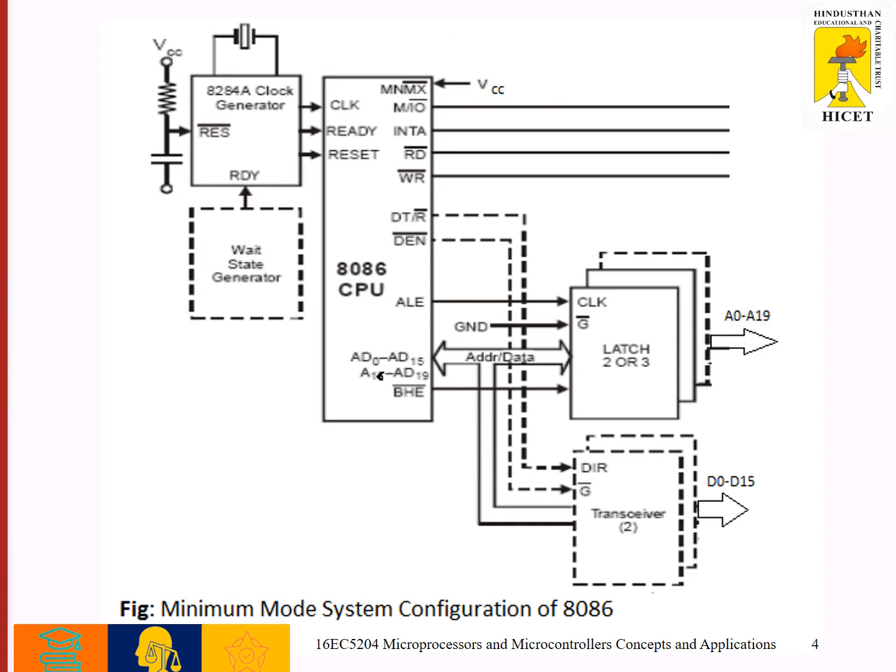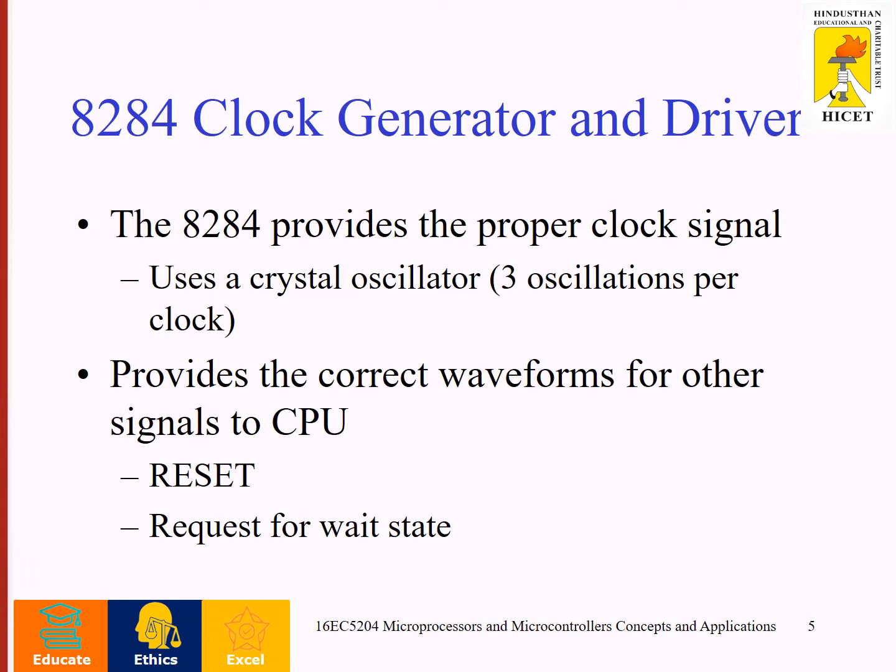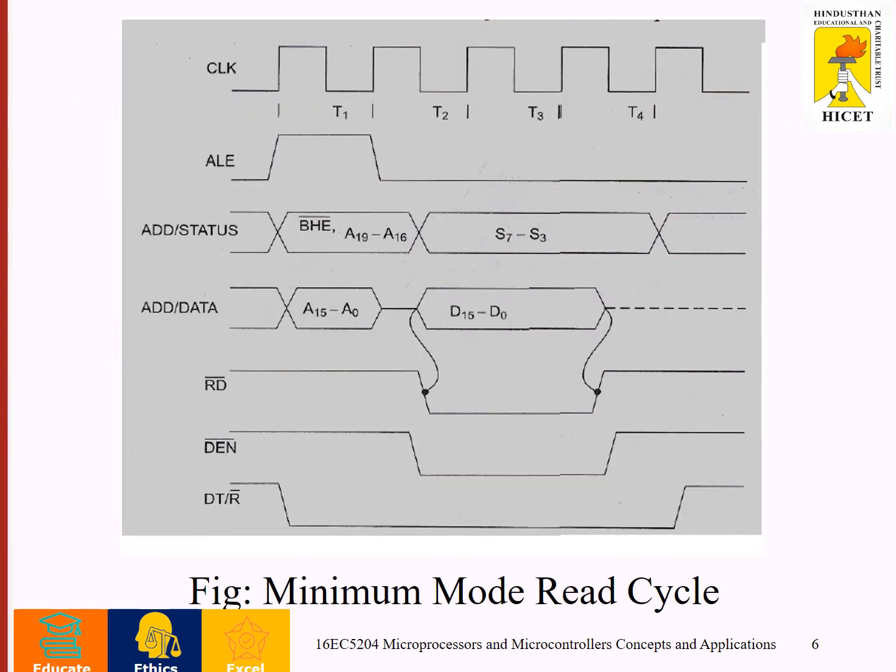Using this minimum mode configuration, the memory and I/O control signals, that is read memory, write memory, read I/O device, write I/O device, and interrupt acknowledgement, are all generated internally. The 8284 clock generator IC uses a crystal oscillator and provides the correct clock waveform for the other signals to the CPU. So this diagram shows the minimum mode read cycle.